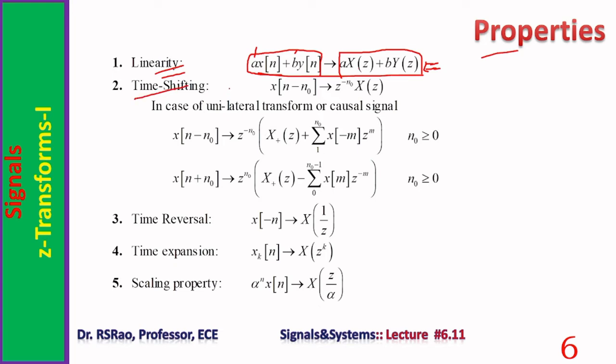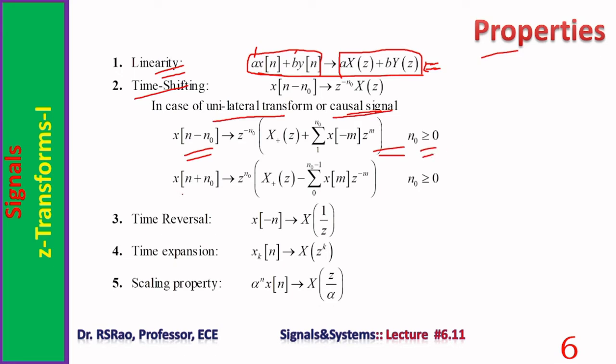Next, the time shifting property. In the case of a unilateral transform or causal signal, the transform of x of n minus n naught is z power minus n naught X plus of z plus sigma m equals 1 to n naught x of minus m z power m. Here n naught is positive.